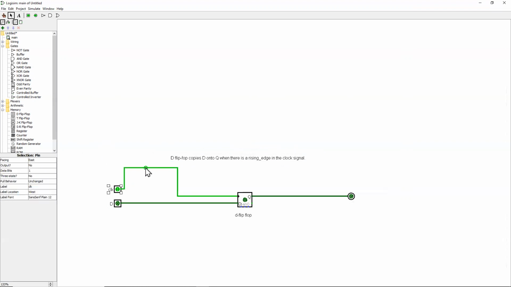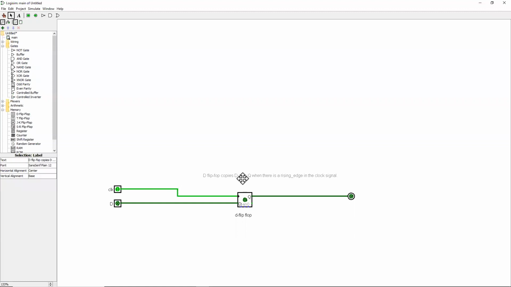So on the last one, clock was just the enable, but now it's based on the clock cycle, right? The clock edge. So when the clock goes from low to high, then that's when D gets copied onto Q. So this is kind of like a lazier version, basically, of the latch.